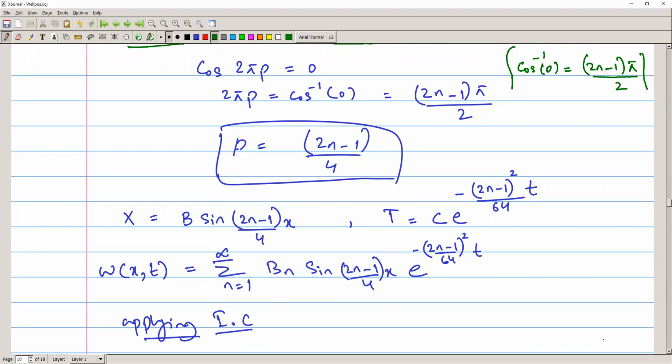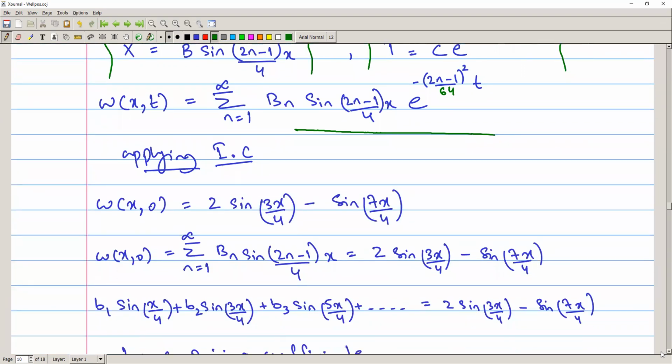And T is equal to c to the power negative (2n minus 1) whole square over 64 times t. Therefore, we will combine the solution because we know that w is equal to X times T. Therefore, we will take the product of these two equations. That will be b_n sin((2n minus 1) x over 4) e to the power negative (2n minus 1) whole square over 64, right? So this is basically 64, and the square is only on (2n minus 1), like this.